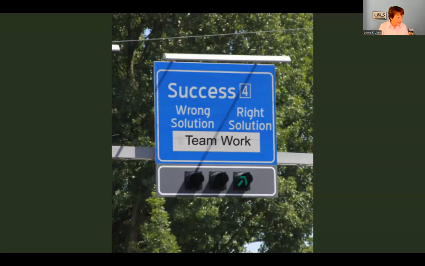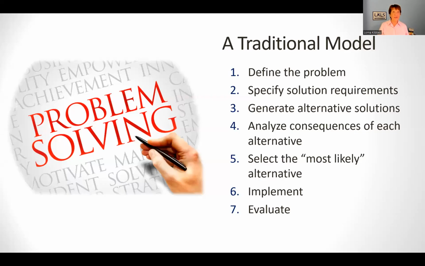So how do we do this? The right solution is teamwork to get that team involved. But how do we get it right? How do we involve our team in making decisions that are the best possible decisions? Well, I was thinking about how to break this out for you. And I think most of us have heard of the traditional model of problem solving. And really, that's what we're doing here.